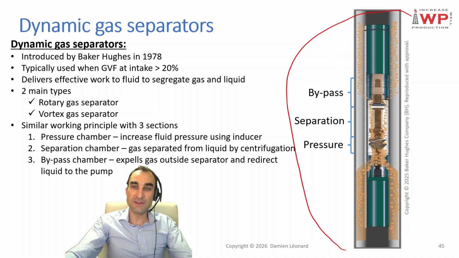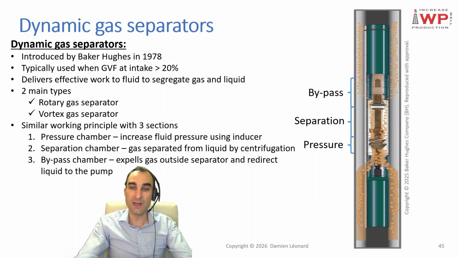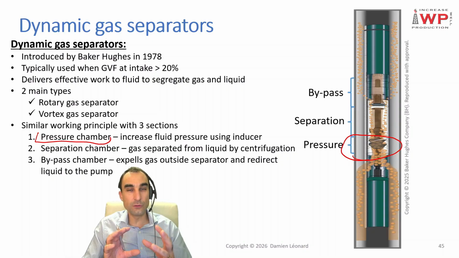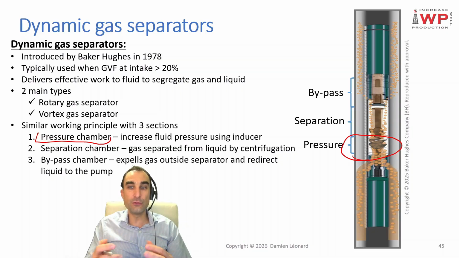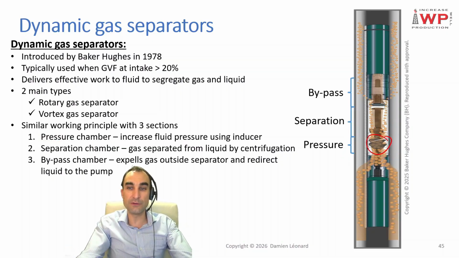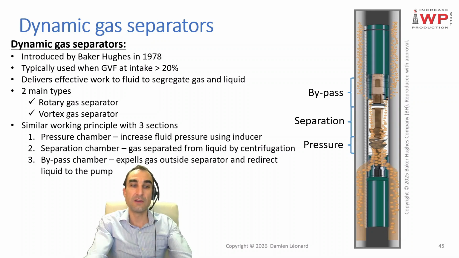On this schematic from Baker Hughes, we can see such a dynamic gas separator. In this case, it is a vortex gas separator, and we can see the 3 main sections represented in it. The first section is what we call the pressure chamber. The target of this section is to increase the fluid pressure by using an inducer. The inducer is this piece over there, which is attached to the shaft in the middle. It rotates with the shaft and pushes up the fluid mixture, so liquids and free gas, across the next chamber, which is the separation chamber.